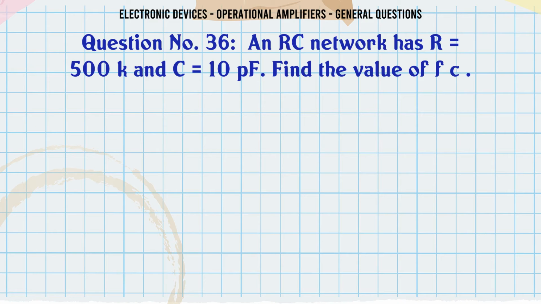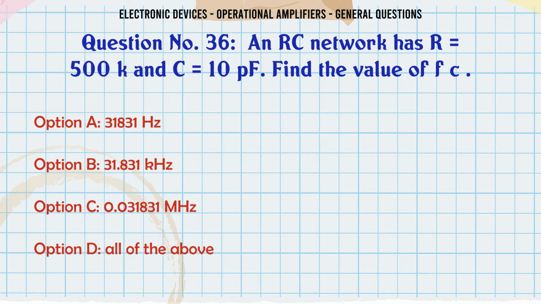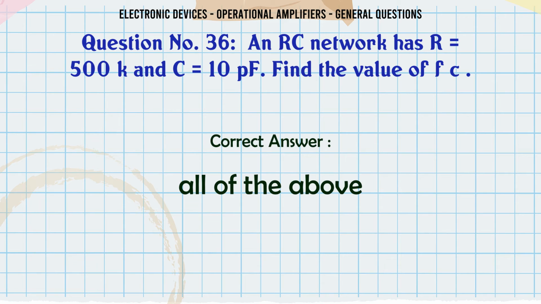An RC network has R = 500K and C = 10 pF. Find the value of Fc. A. 31,831 Hz. B. 31.831 kHz. C. 0.031831 MHz. D. All of the above. The correct answer is all of the above.